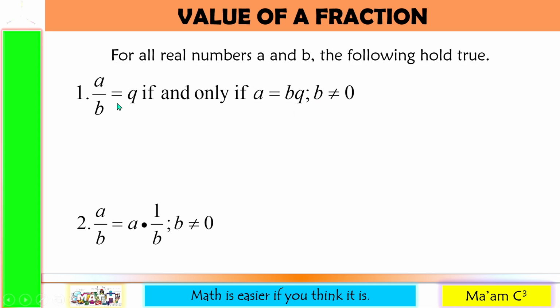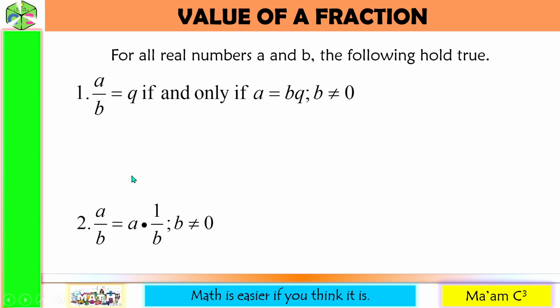Who is b? B is our denominator. Our denominator should never be equal to 0. I'll tell you later why. Now, a equals b times q happens when we do cross multiplication. The denominator of q here is the invisible one, so a times 1 is a, and then b times q is bq. That's why a is equal to bq.